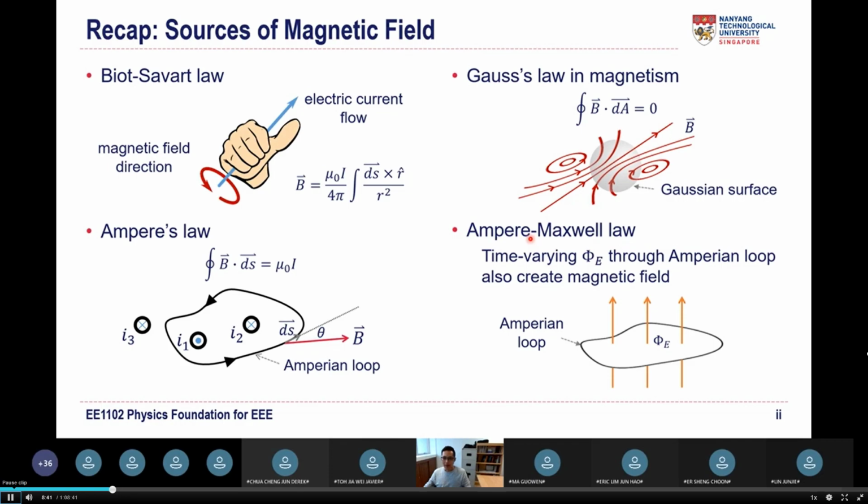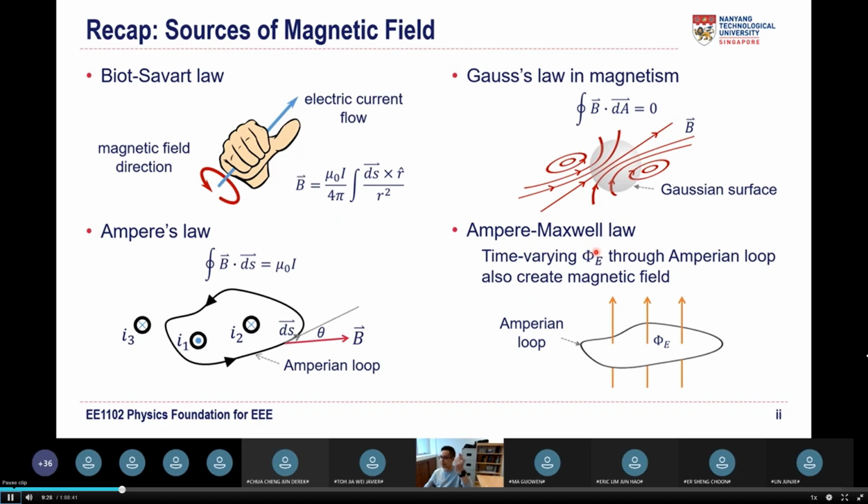And this is Ampere's law, but then Maxwell came up with an additional correction term, which adds any time-varying change in the electric field going through the Amperian loop. So if there is any change in the electric flux through this Amperian loop with time, then that's also going to create a magnetic field. That's the Ampere-Maxwell law.